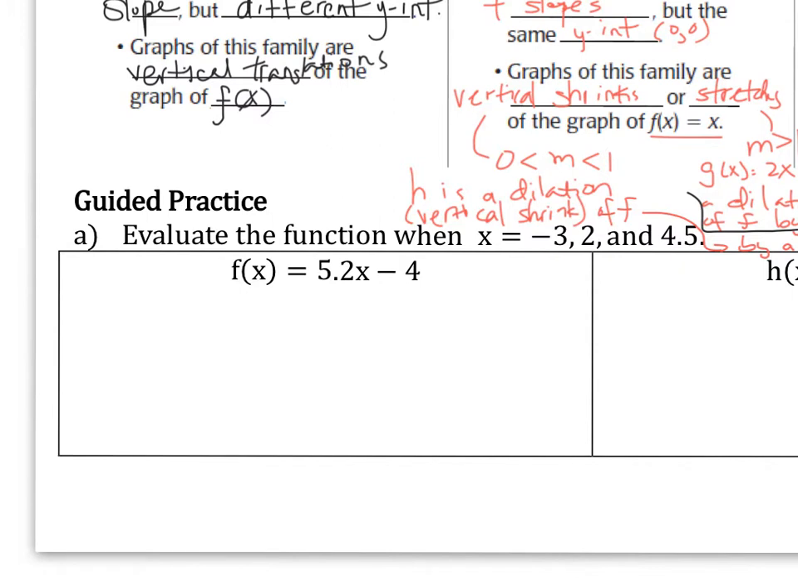Evaluate the function when x equals -3, 2, and 4.5. So when x is -3, I can substitute -3 in for x. 5.2 times -3 is -15.6, and -4 will give me -19.6.